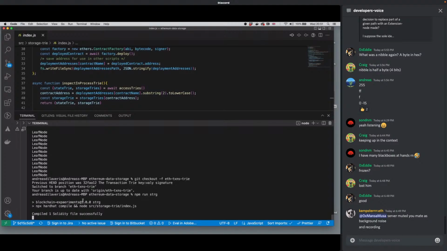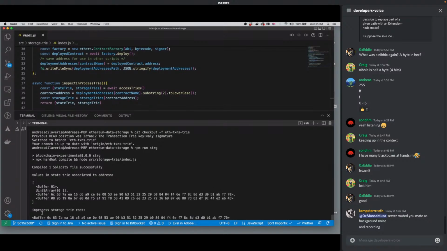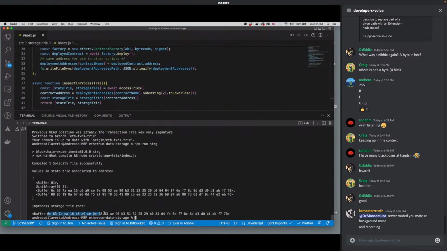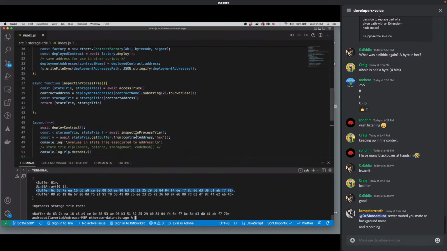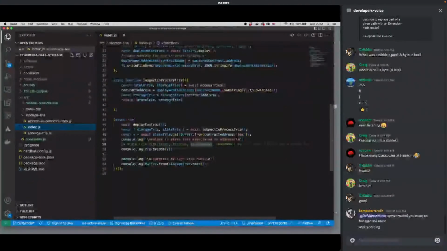The reason it's taking so long is because every time it has to compile the contract, and it has to deploy it and everything. But here it is. This is the storage root. The fourth element in the decoded RLP information associated with the account, with the contract address. The fourth element is the storage root, and that's what we're going to look at right now.